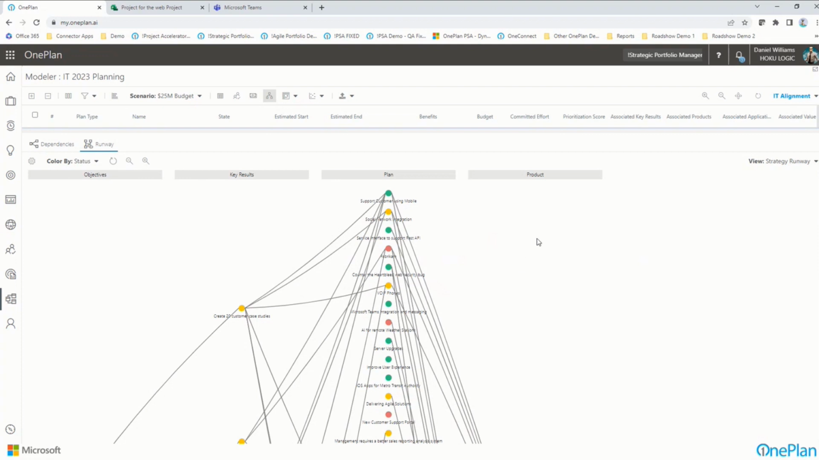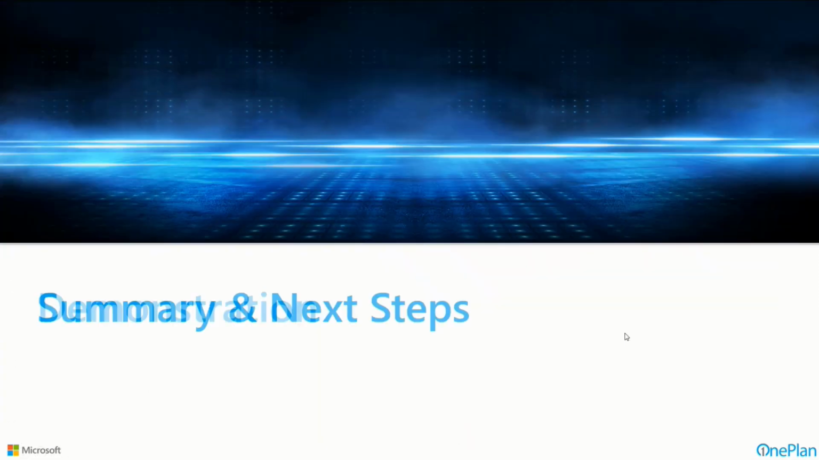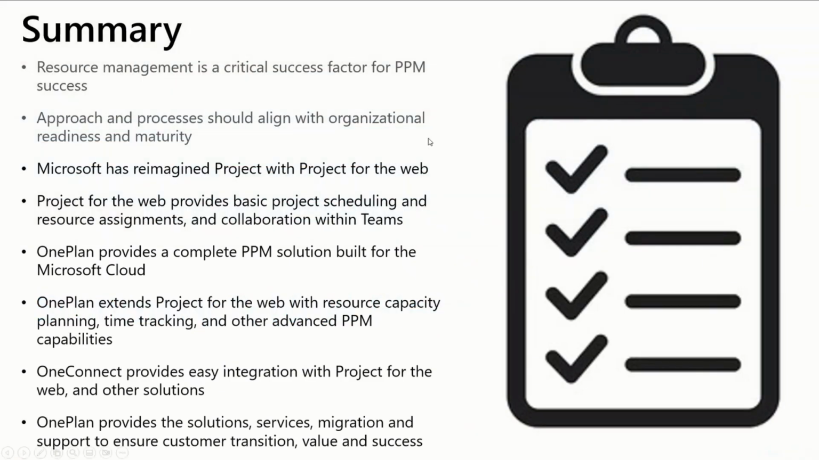All right, so with that, let's go back and let's do a summary and talk about some next steps. So today we talked about how resource management is a critical success factor for PPM success, and that the approach and process should align with the organizational readiness and maturity that you currently have. We talked about how Microsoft has reimagined Project with the new Project for the Web.